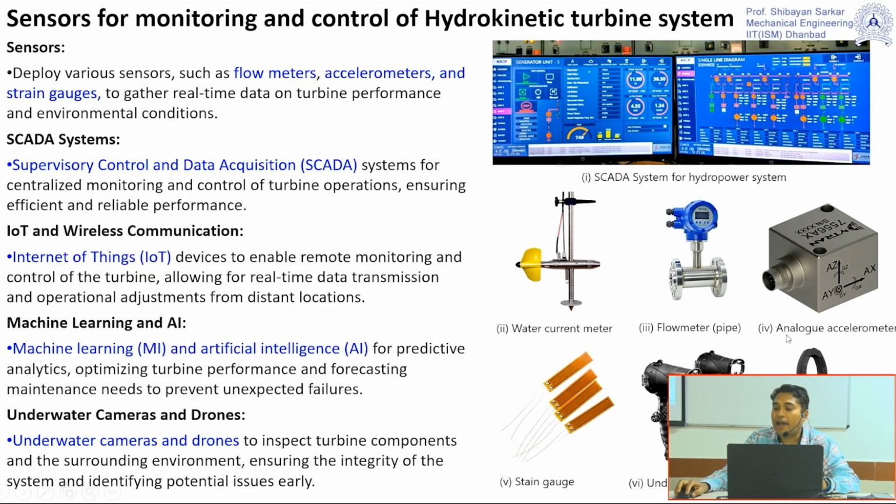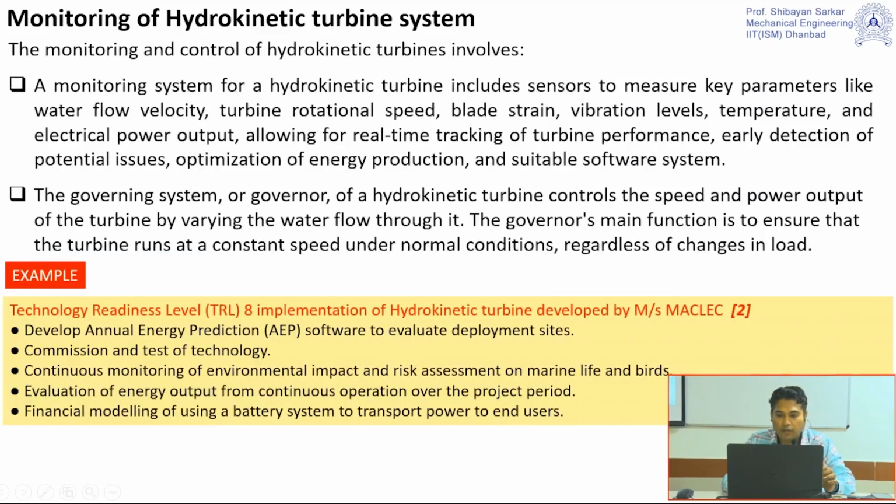Here this is the current meter, this is the flow meter. Already I have shown you an analog accelerometer. With this you can measure some other variables. Strain gauge, this is an underwater camera, this is an electric current meter, this is a handheld electric current meter, volt, current, all the values related to electricity you can measure. But if you are installing a power plant, then basically you have to use the control panel. So those values will be available.